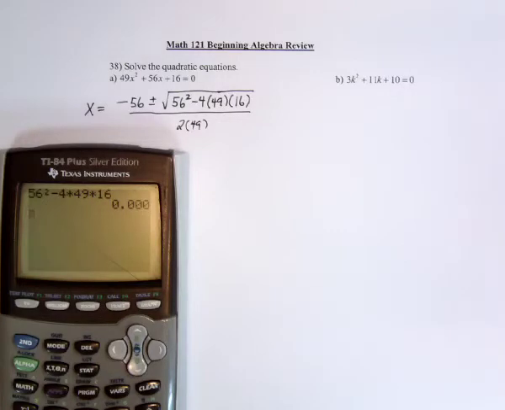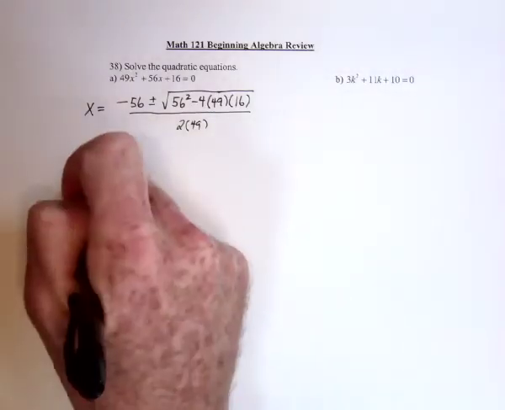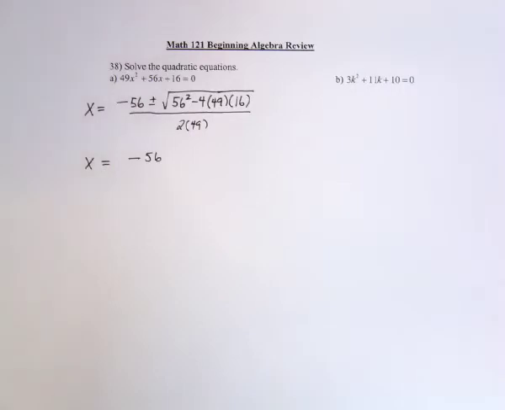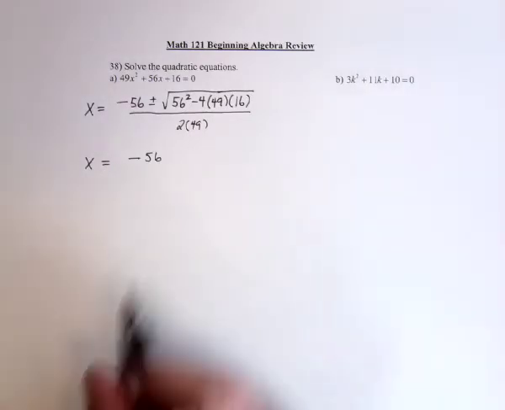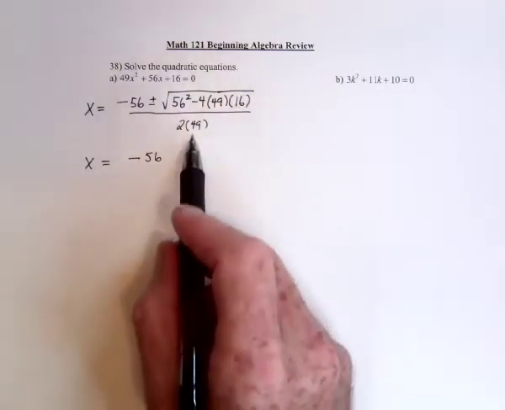What? All those big numbers cancel? Let me double check. 56 squared is 3136. 4 times 49 times 16, 3136. So if they're subtracting, that's 0. Nice. So x is going to be negative 56. All of this canceled, this whole radical part. And then this would be a 98.